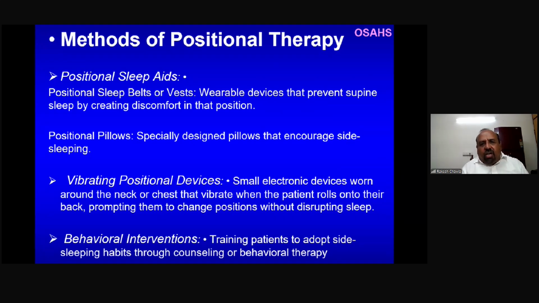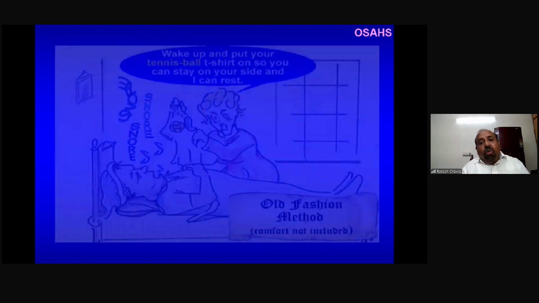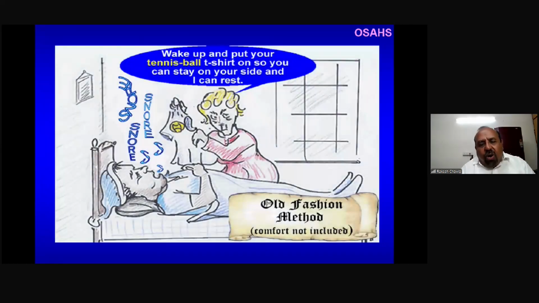So there are positional sleep aids, wearable devices that prevent supine sleep. You have positional pillows, there are vibrating positional devices. You have behavioral interventions, training of the patient to learn to sleep, if you don't want any of these devices. So, tennis ball, yes, 10 rupees therapy.